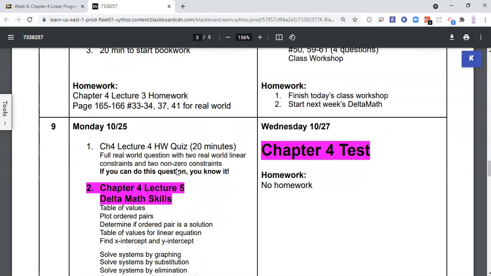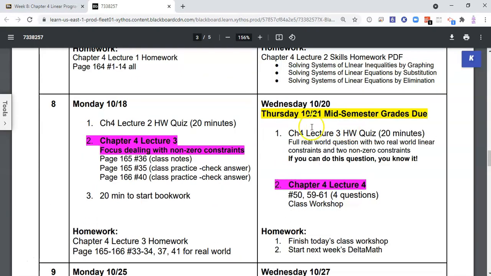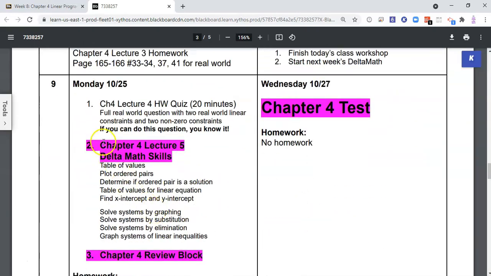Notice what's coming up in week 9. So on the 25th, this is going to be our last homework quiz. This is a real-world question quiz. And again, notice this is going to be a full real-world question with 2 real-world linear constraints and 2 non-zero constraints. A lot like what you've been practicing during week 8. And if you can do that question, you know you're in good shape.